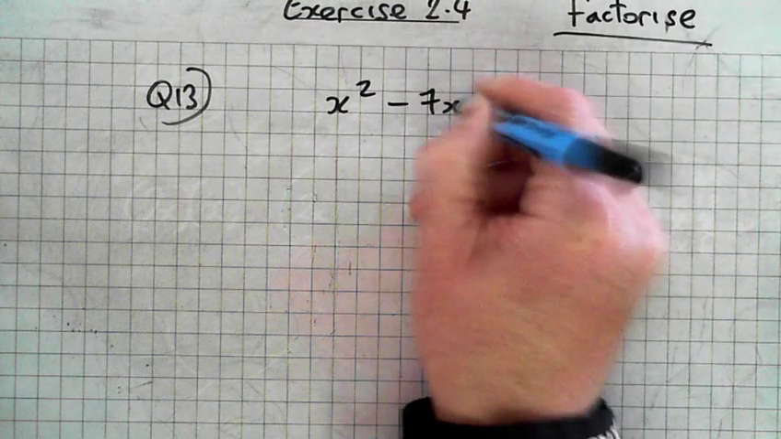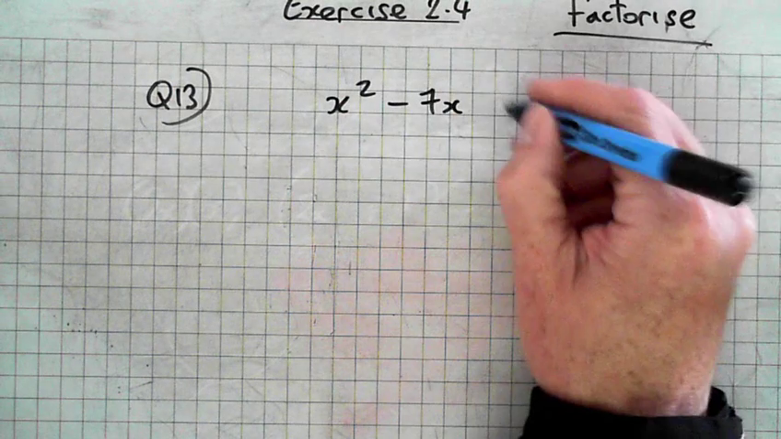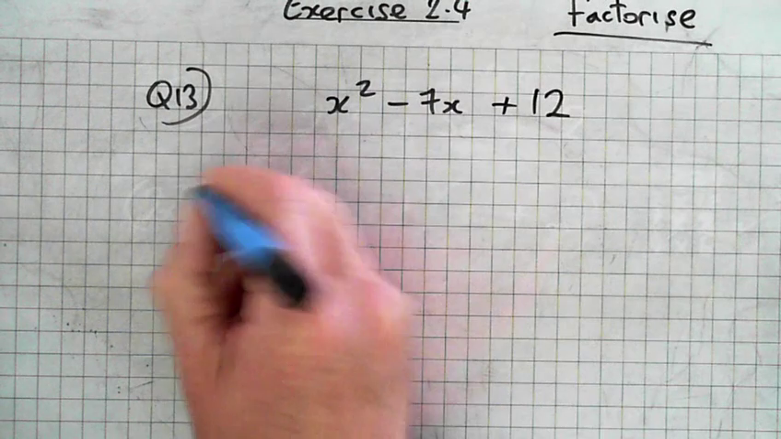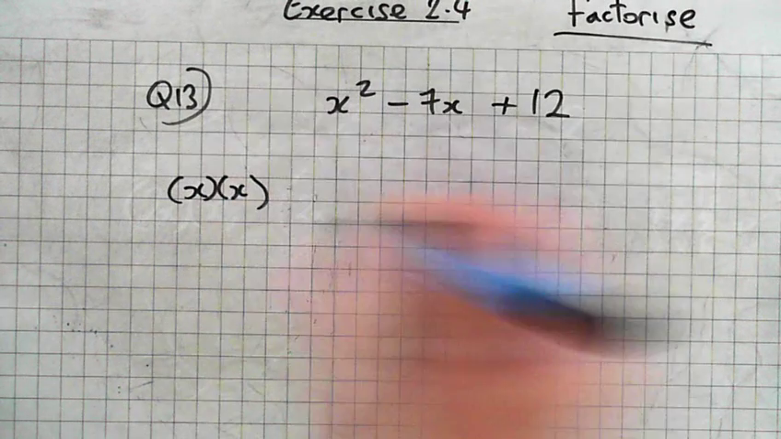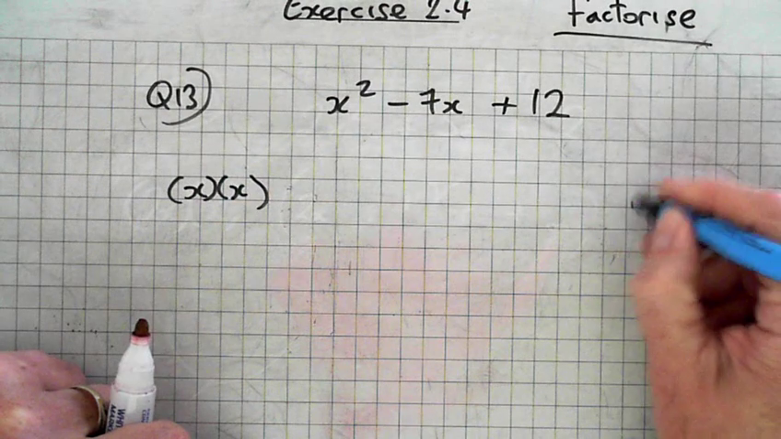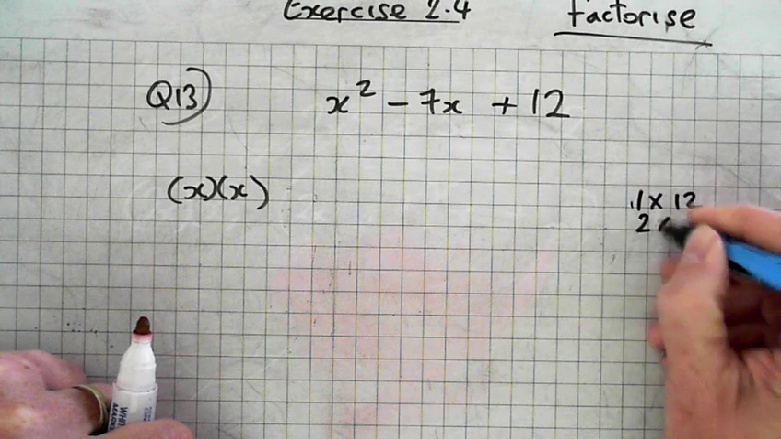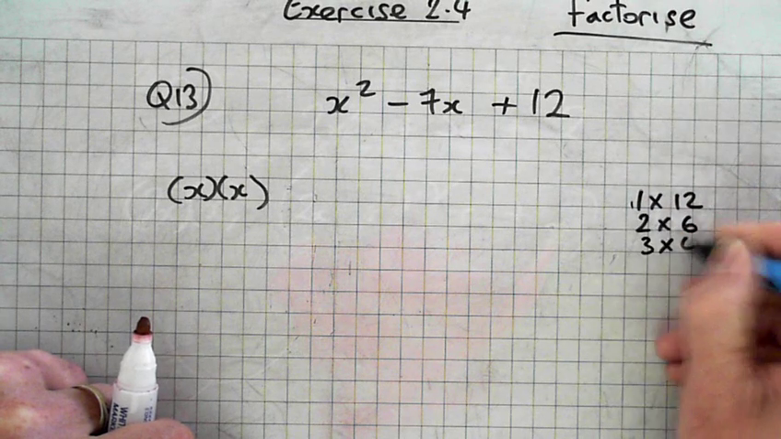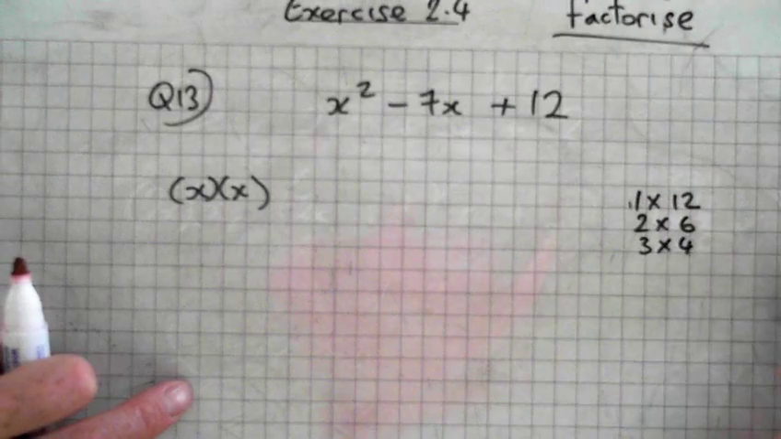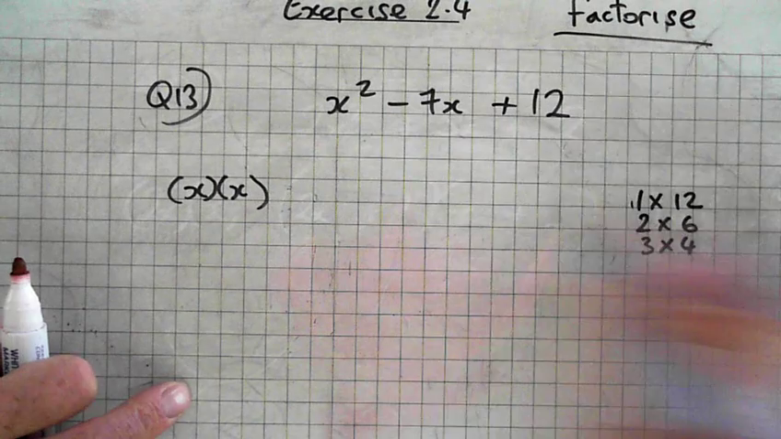x squared minus 7x plus 12. Factors for x squared are x times x. Factors of 12, keep looking up: 1 times 12, 2 times 6, 3 times 4. Which pair adds up to give me 7? 3 and 4.